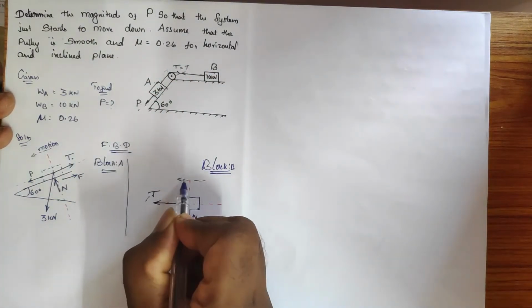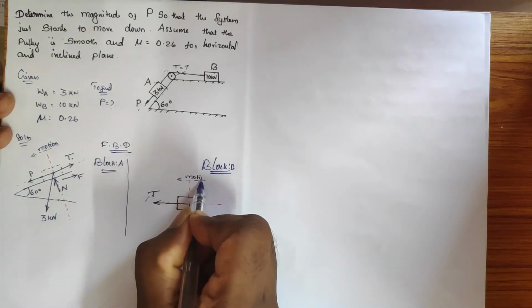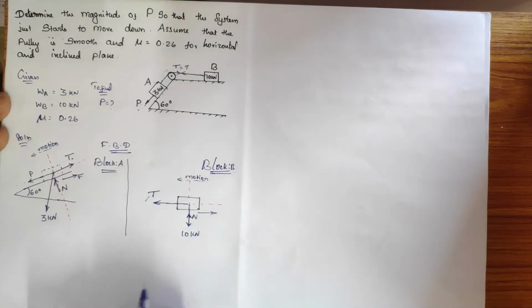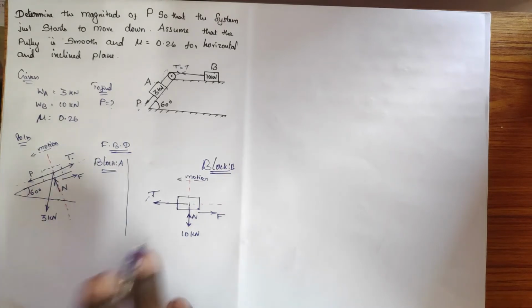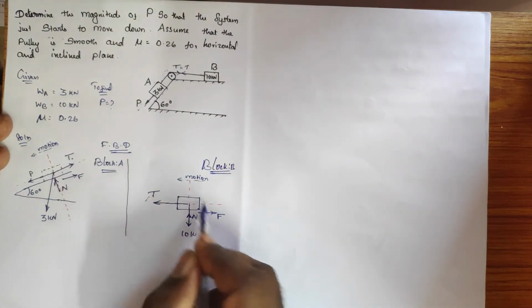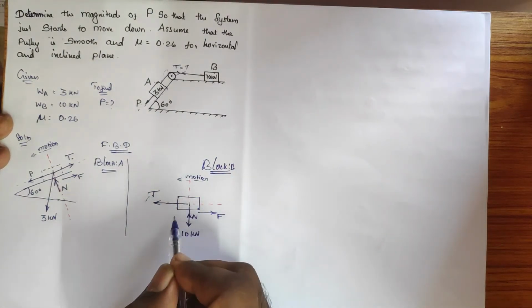So motion is left, so that the friction will be towards right side. Have you got it? I hope you understood. Always take the friction force just opposite to the motion. Okay, so all the forces we have been taken here. Then just try to analyze the forces to identify the force P.